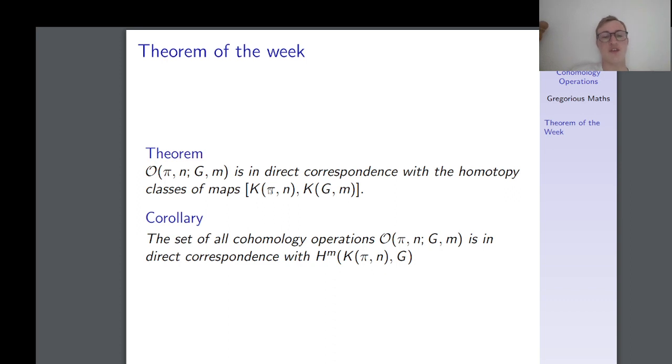So what that means is this first space, K(π, n), has one non-trivial homotopy group, and that is π_n of this space is equal to the group π. And similarly, this second space here has one non-trivial homotopy group, and the mth cohomology of this space gives us G. So that's the definition of these Eilenberg-MacLane spaces.